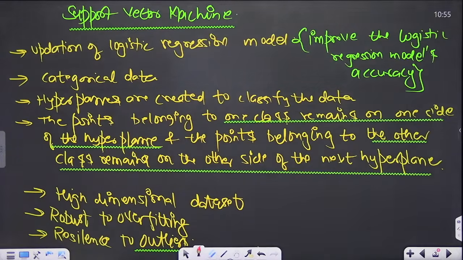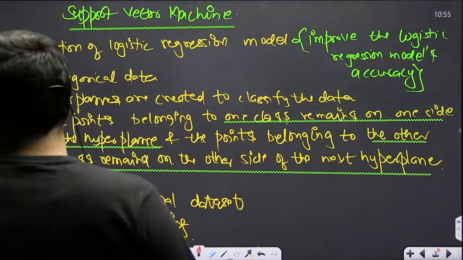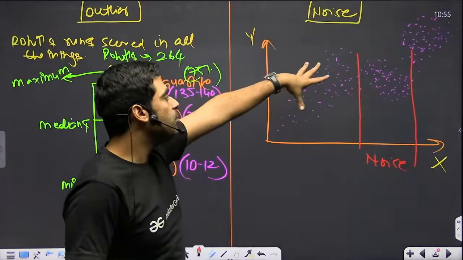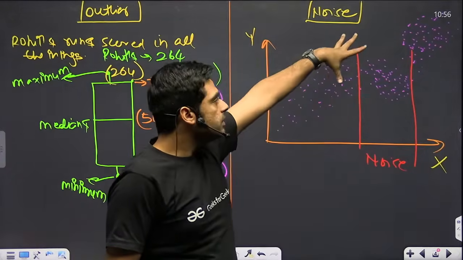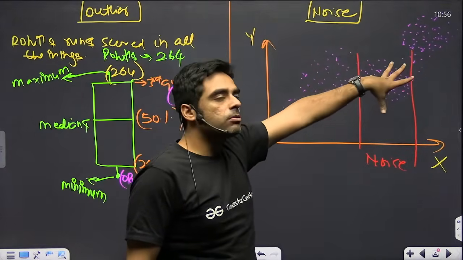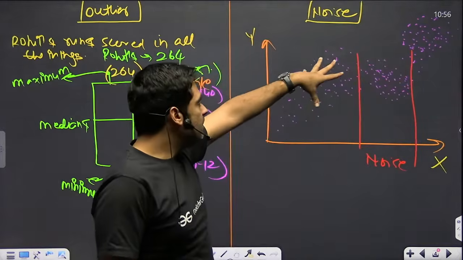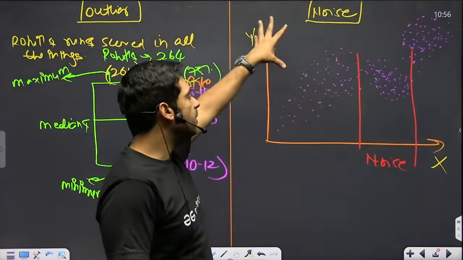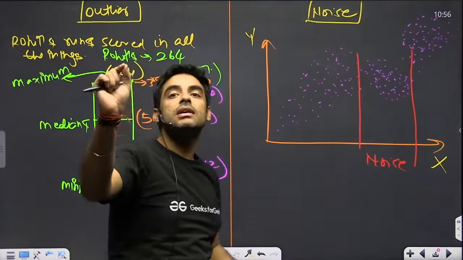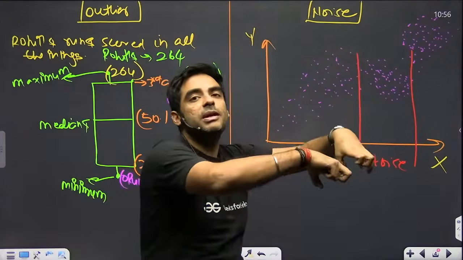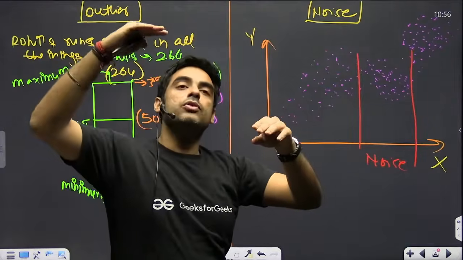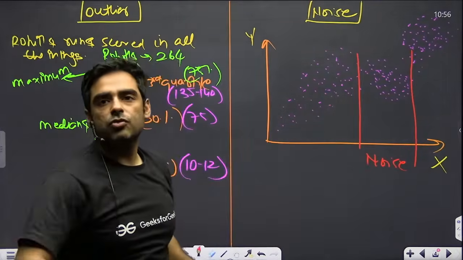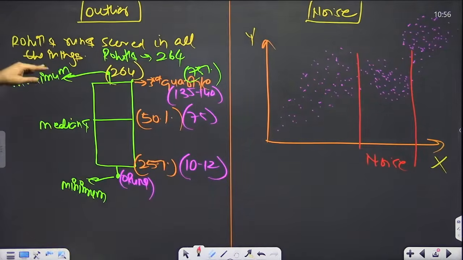Okay, so I discussed what noise is. Noise is the abnormal behavior, a collective abnormal behavior of the data points, when we plot the graph between the independent variable and dependent variable. An outlier is a single point, not a collective behavior, a single point that is very much on the higher side.